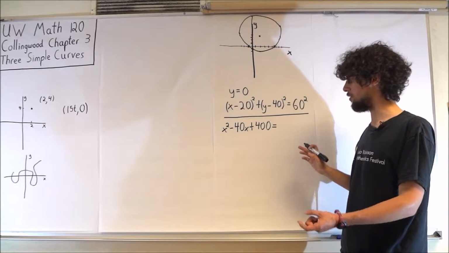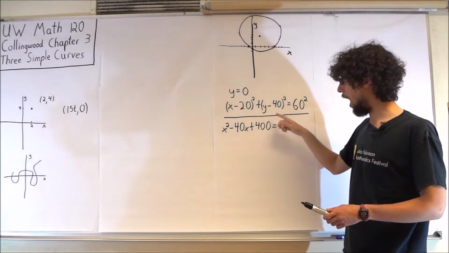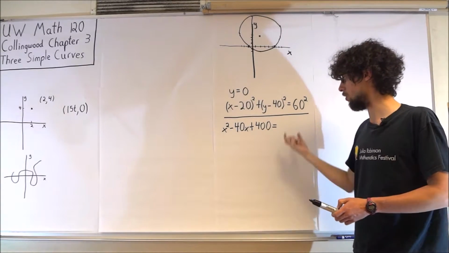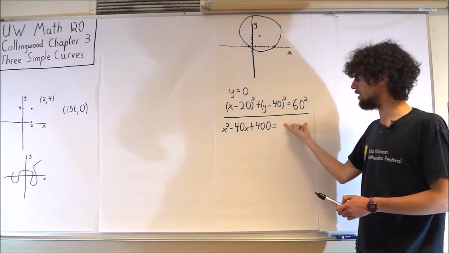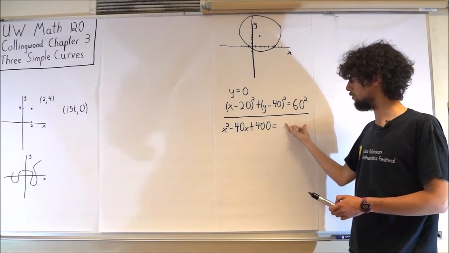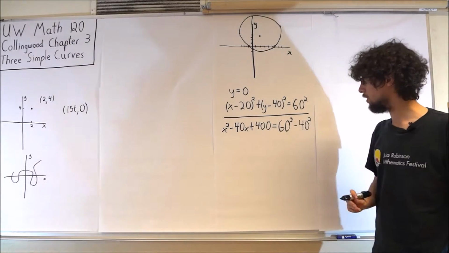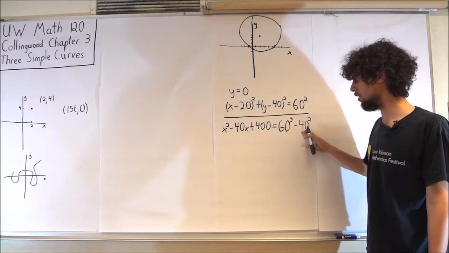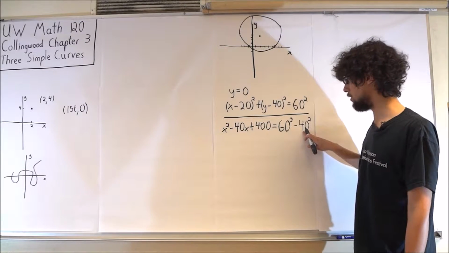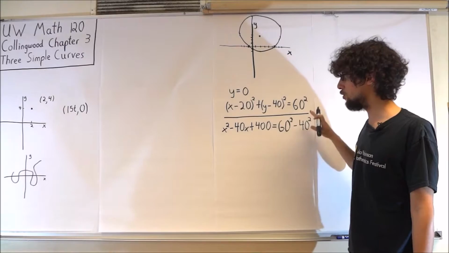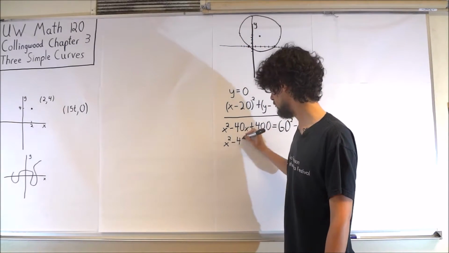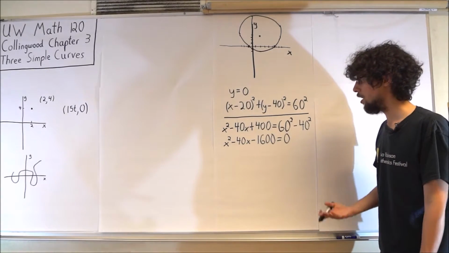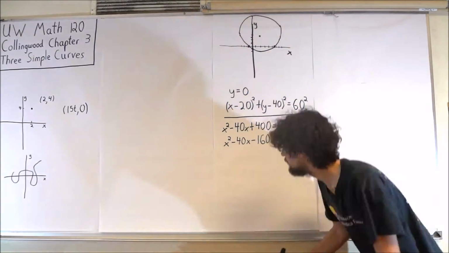I'm skipping a step slightly here. I'm going to move this over to the right-hand side here after plugging in y equals 0. So on the right-hand side here, I now have 60 squared minus 40 squared. 60 squared is 3,600. 40 squared is 1,600. So this difference is 2,000. Subtracting 2,000 from both sides, and we can solve for x here by using the quadratic equation.